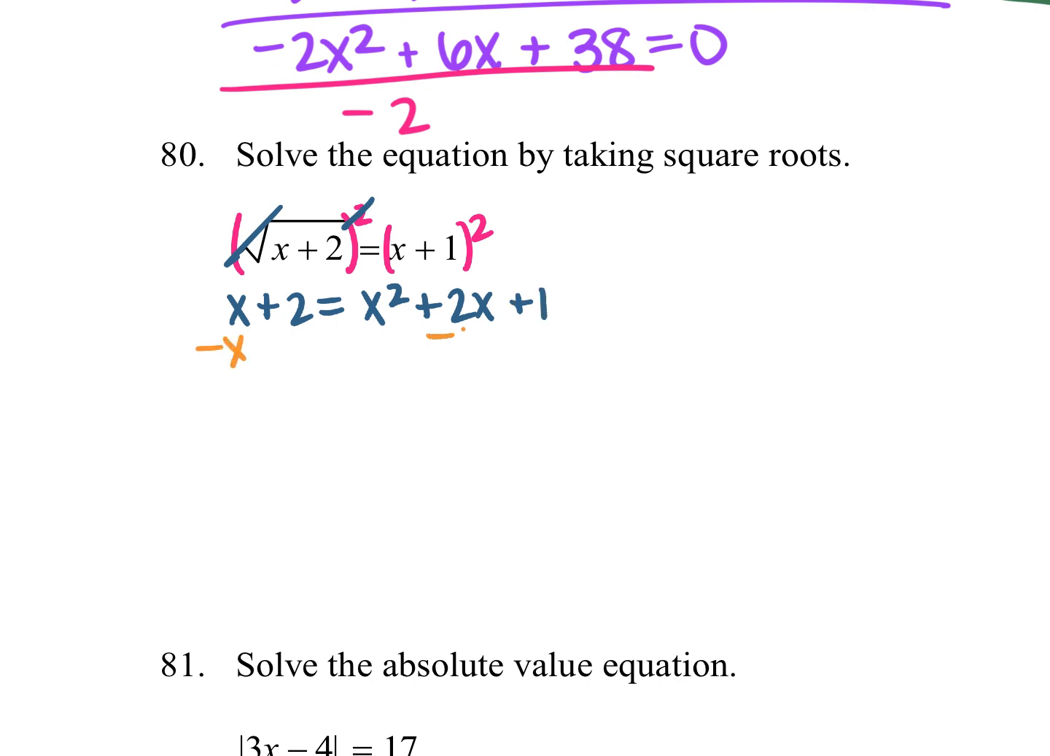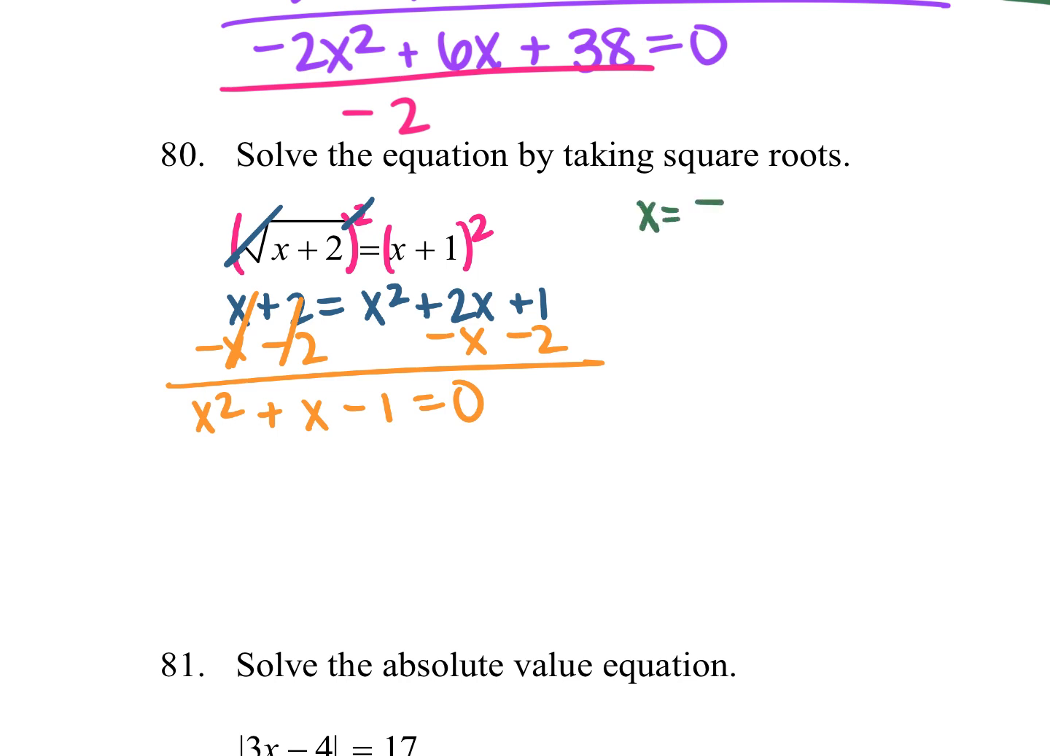Moving the x over by subtracting it, moving the 2 over by subtracting it, that gives us x squared plus x minus 1 is equal to 0. You do not have factors of negative 1 that add up to be positive 1, so use your quadratic formula.